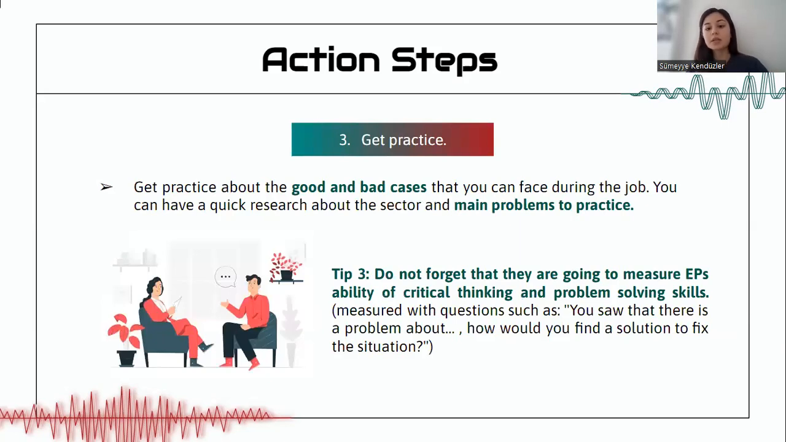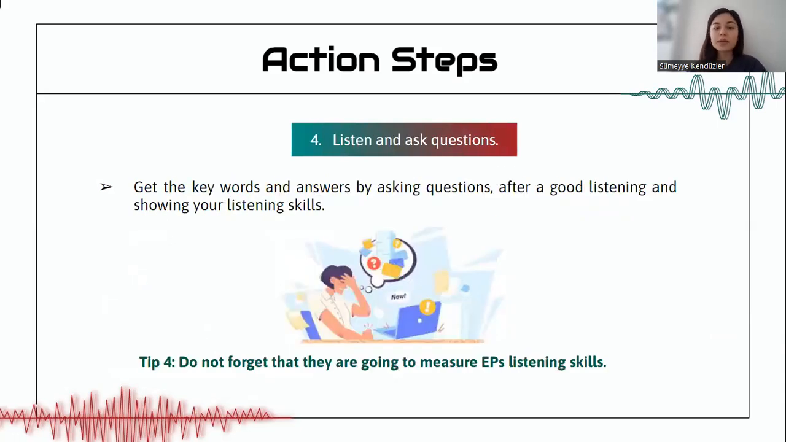So tip 3 is do not forget that they're going to measure EP's ability of critical thinking and problem solving skills. Like they can ask some questions like, you saw that there's a problem about two people and you will be an HR responsible. How would you find a solution to fix the situation? And etc. And the fourth one is listening and asking questions.